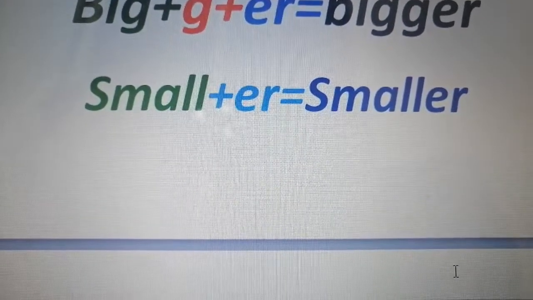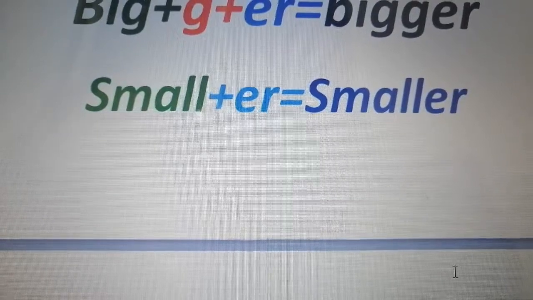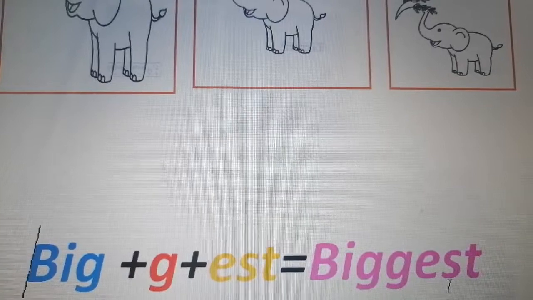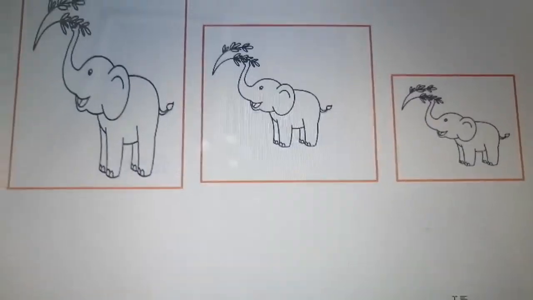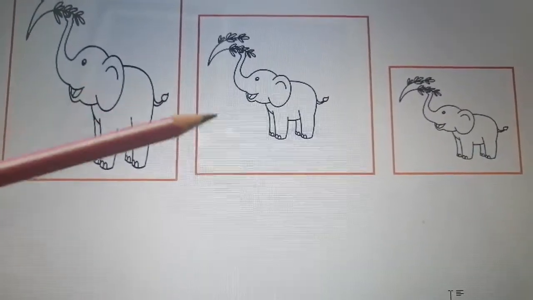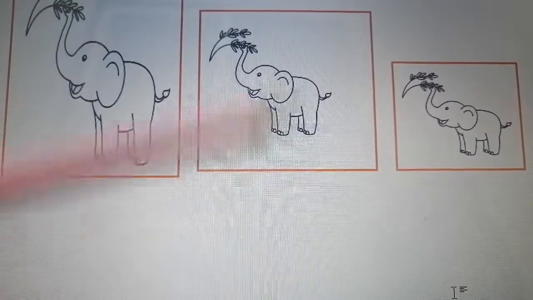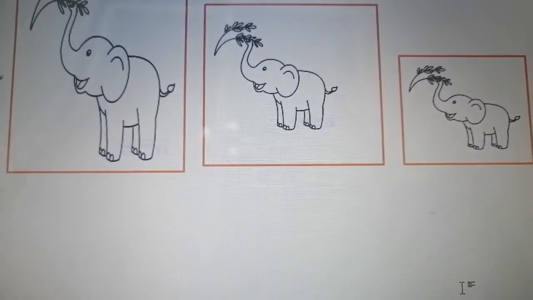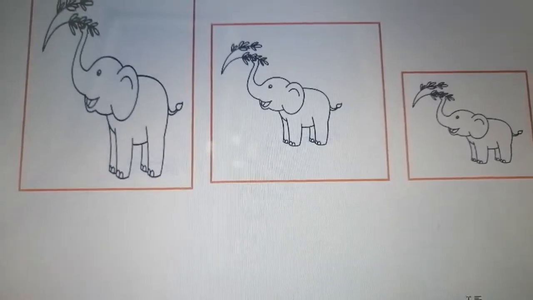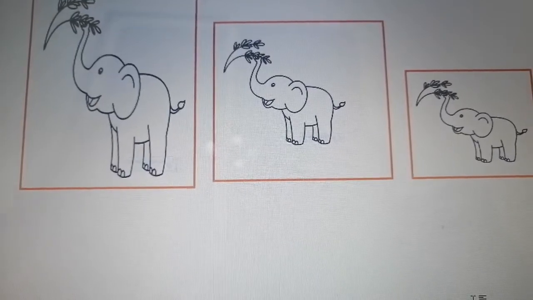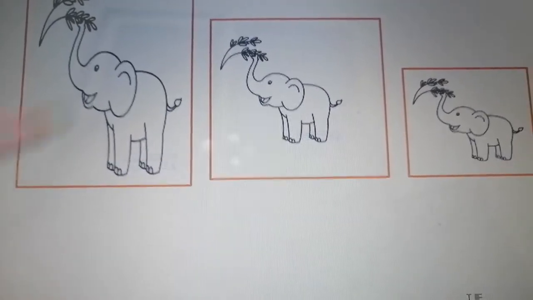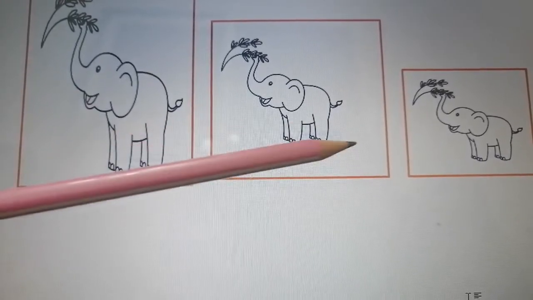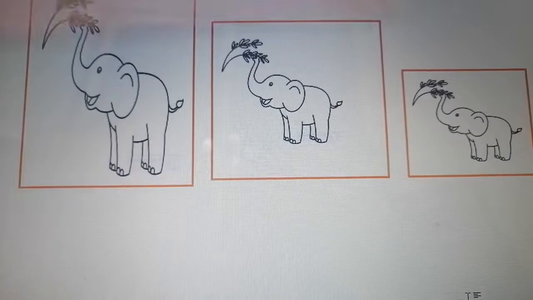What if they are more than two? They are 3 or 4 or 5 or like this. If you compare more than 2, how many elephants? 3. More than 2, so we will add to the adjective est. Which one is the biggest elephant? This one is the biggest elephant. Which one is the smallest elephant? This one is the smallest elephant.